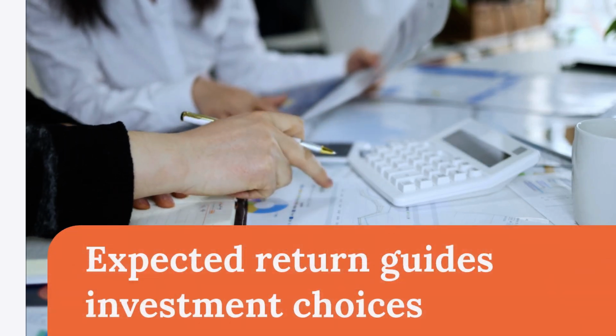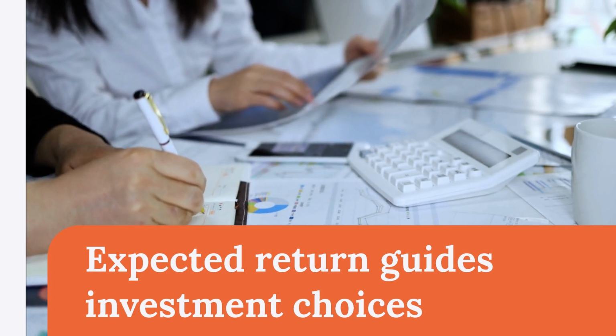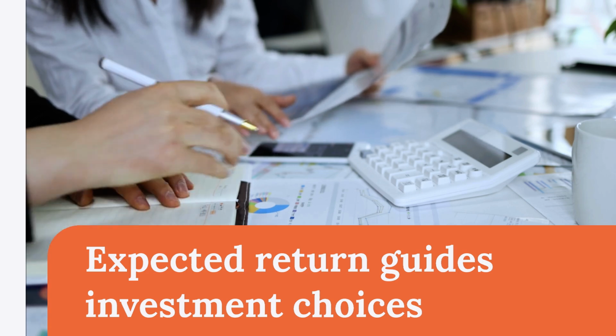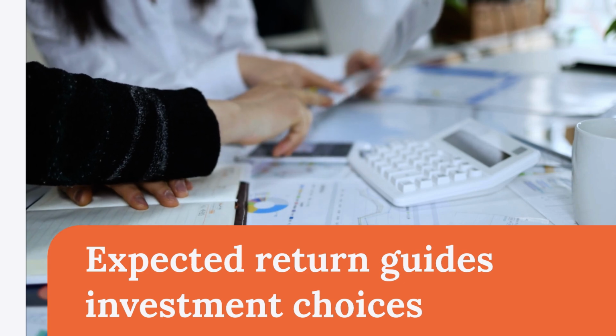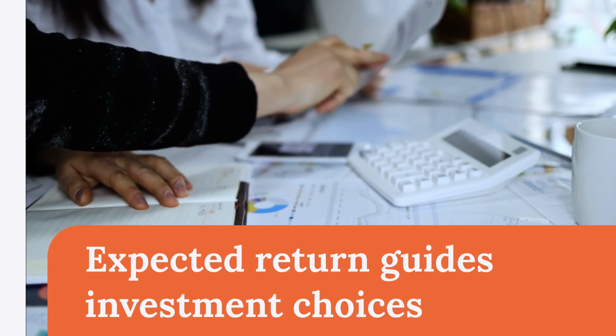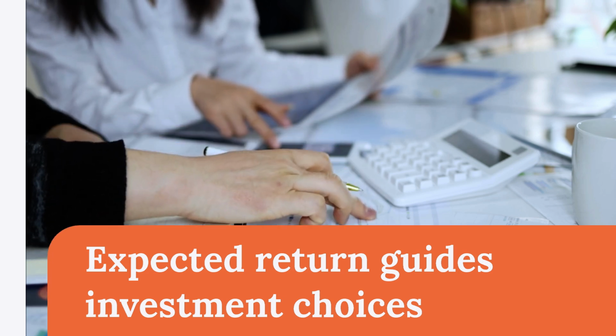Expected return influences investment decisions. Organizations need to know if a project generates value above its cost. NPV is most appropriate for measuring absolute value. PI is useful where capital is limited. Payback and ARR are less suitable here.